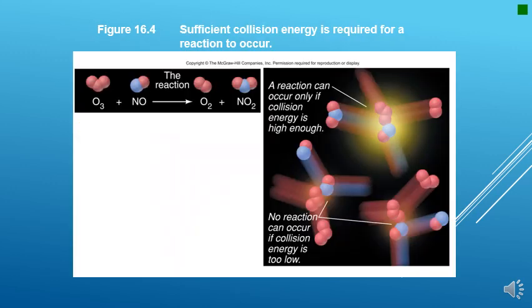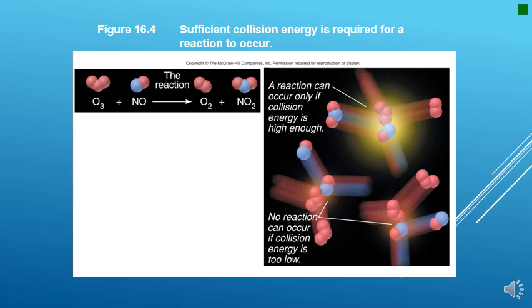Okay, so now we're going to talk about the amount of energy that's required and also get you a beginning point of the orientation of the molecules. So you have a chemical reaction here between ozone and nitrogen monoxide, producing oxygen gas and nitrogen dioxide gas. When we look at this reaction on the picture on the right, you can notice that a reaction can occur only if the collision energy is high enough.